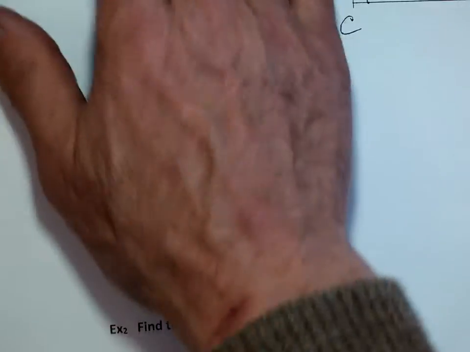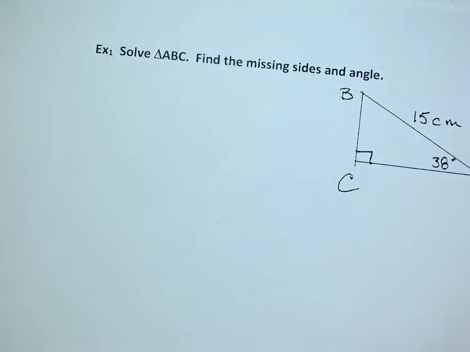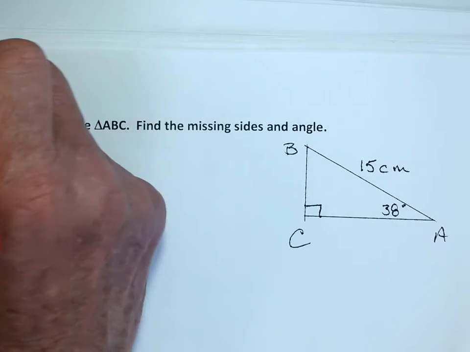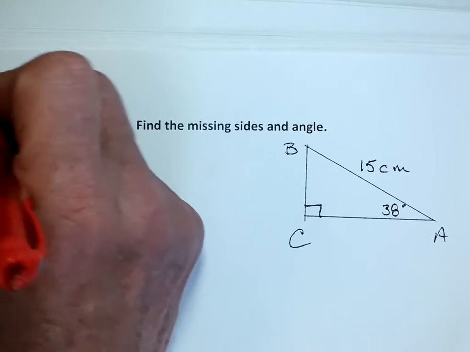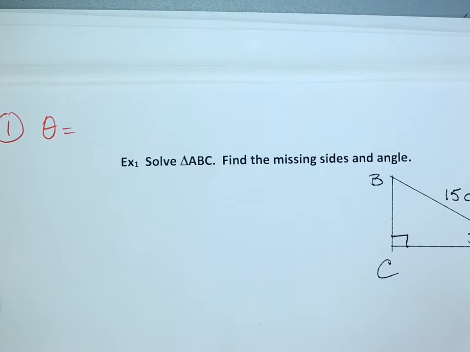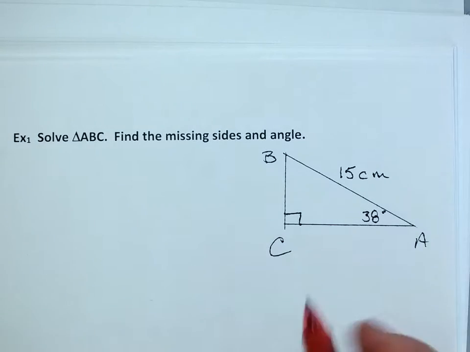Let's take a look. Okay, example 1. Solve triangle ABC and find the missing side. So here's how it works. Step 1, go to theta first. Theta is the angle. It's here. I'm going to circle it.